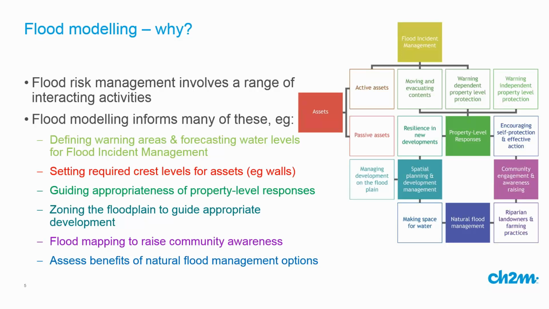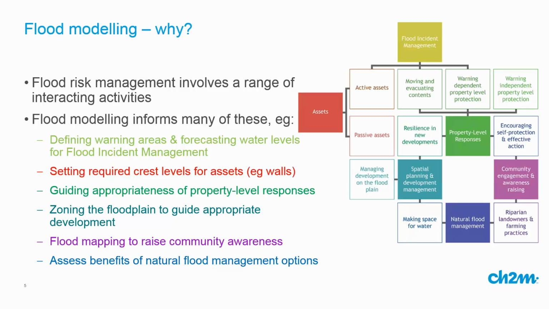On the left-hand side, we've got the box assets. Now, assets here means the flood defence assets. These can be embankments or walls or sluices and barriers and this type of thing. The green box, property level responses. These are things around the outside probably, or can be internal to the property, to either keep the water out of that property or to enable a speedy recovery after the property has flooded.